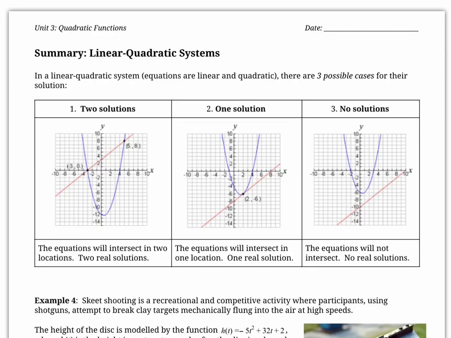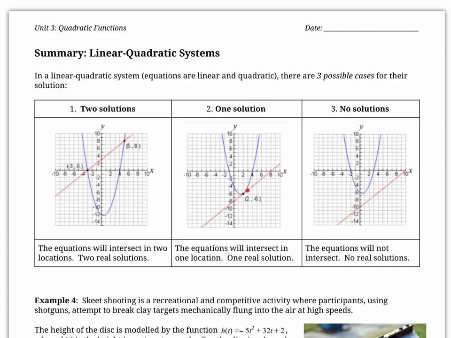So let's review the basics of what we know. We know that a linear quadratic system is a system or a graph that has a line and also a parabola, so there could be multiple points of intersection. In a linear quadratic system, there could be 2 points of intersection. That line hits the parabola twice.